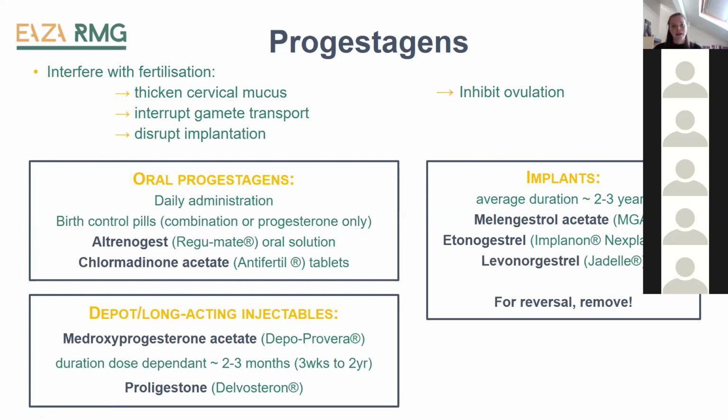And so then you should place the implants in locations with thinner skin, such as in the inner arm, inner thigh, or in the umbilical region. And generally, use of progestogens in carnivores is contraindicated due to potential reproductive pathologies that can develop.